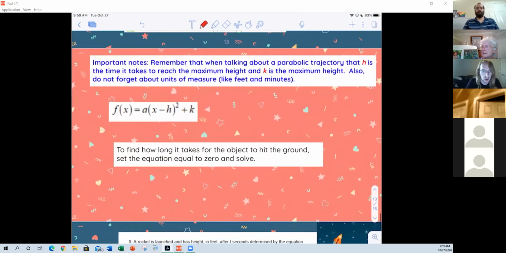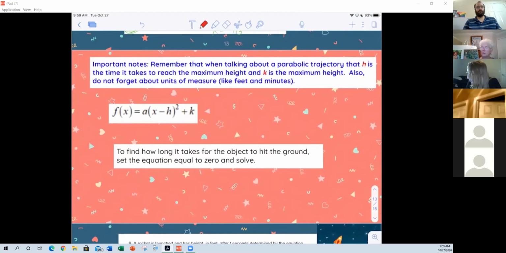Now the last question is really my favorite in a way, because it really tells if you know what you're doing. It's super easy if you know that this is the vertex form of a problem. Remember that when talking about parabolic trajectory, like a rocket or a ball being thrown or a penny being dropped off of a tower, h is the time it takes to reach the maximum height, and k is the actual maximum height. And don't forget about your units of measure.